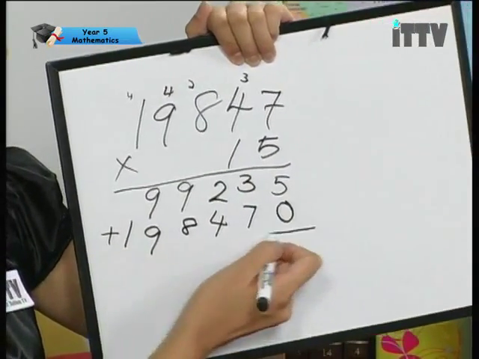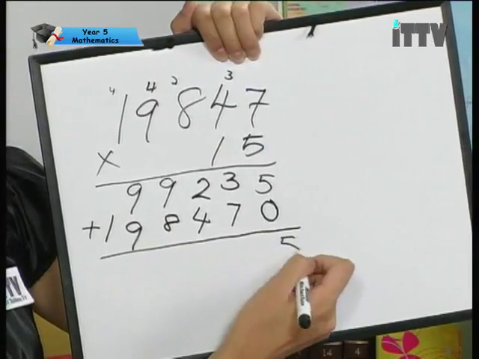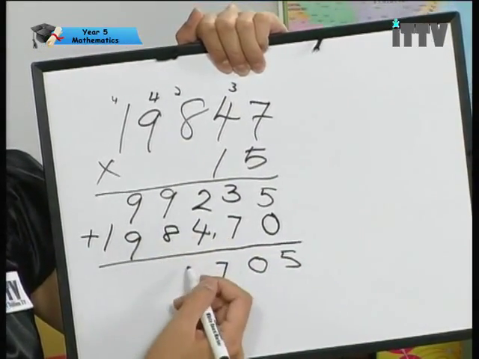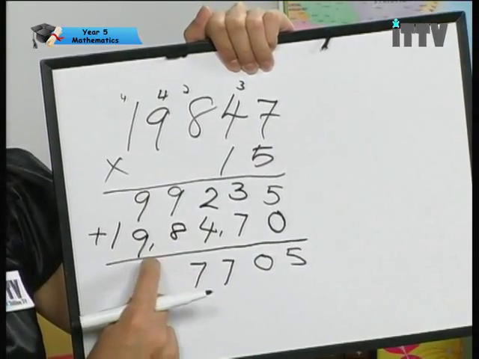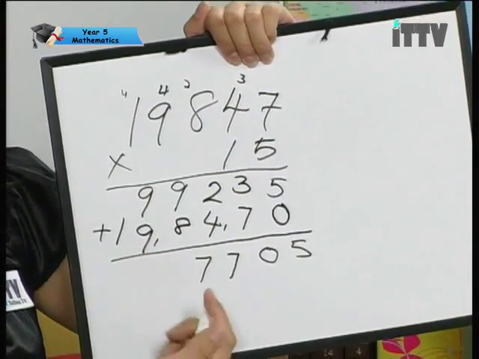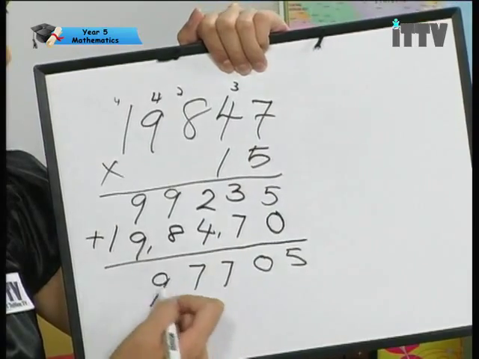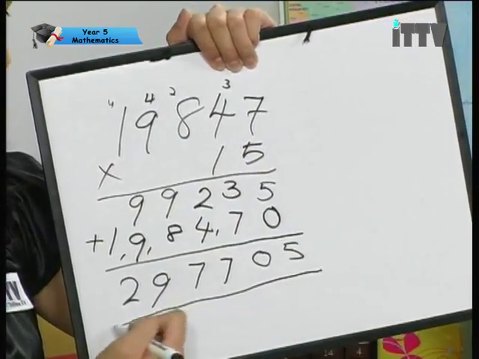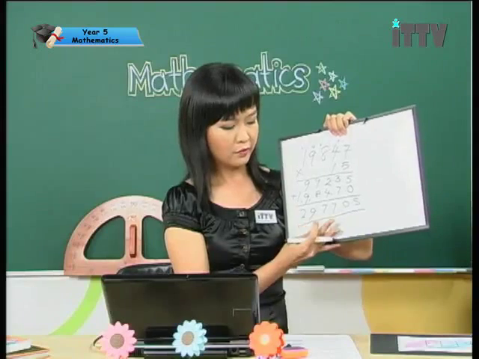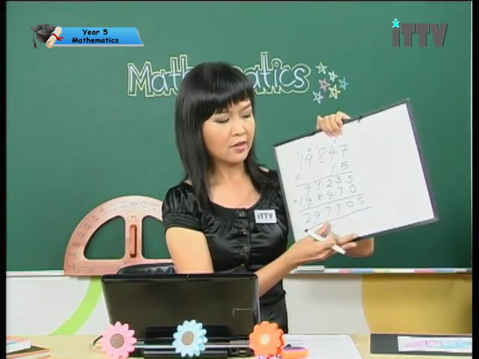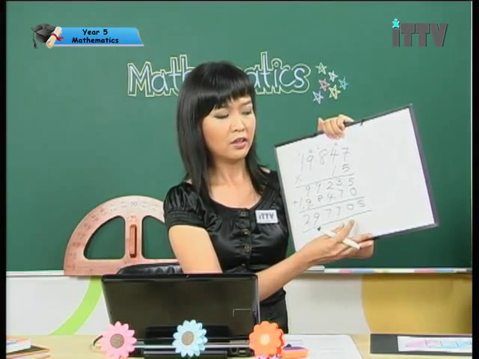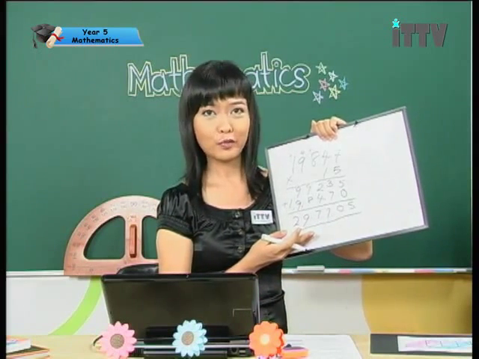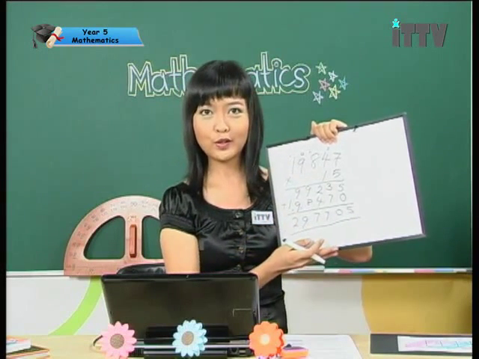Now, we add both together. 5, 10, 7, 17. Pairs of 10 over here. 1 and 9. Okay. Now, so our answer over here is 297,705. This, we also call it as the product of these two numbers.